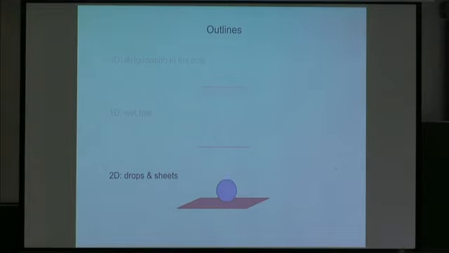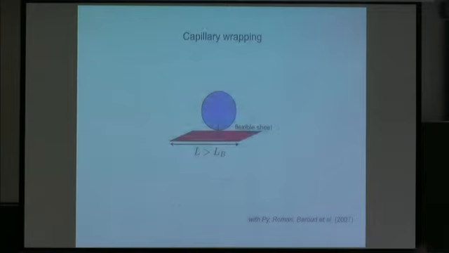Okay, that was the end for the wet hair problem. So now I would like to quickly move to drops and sheets. What happens if you put a droplet on a sheet now? I will start with a very simple experiment. Imagine you have a flexible sheet whose length is larger than this bending length that I defined before, and I will put a droplet on it. Since this length is larger than this bending length, you probably expect the sheet to wrap around the droplet, because capillary forces should be able to bend this sheet. So is it going to work?